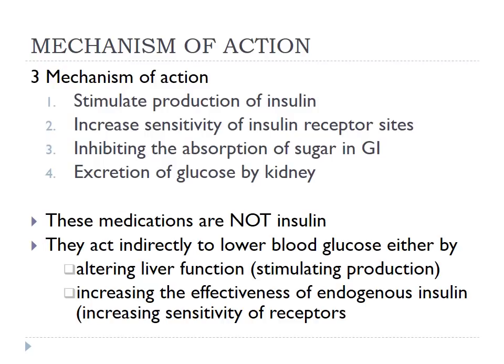These medications are not insulin and should not be given to a type 1 diabetic. I would call them indirect agents. They're not like insulin, where they directly reduce your blood sugar because they are insulin. They indirectly lower your blood glucose by either making you produce more insulin or making you use the insulin that your body is already producing more efficiently. Okay? And that's why I said we're increasing the effectiveness of endogenous insulin, your own personal insulin.